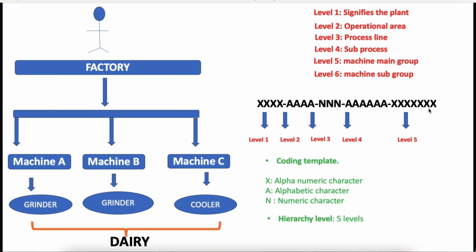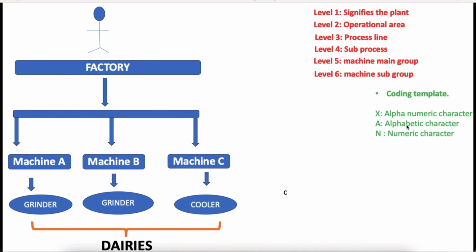For level 5, it means that whatever he selects for his level 5 has to be a combination of either alphabets or numeric characters. Now, when we look at the hierarchy level, we can count that this is level 1, level 2, level 3, level 4, and level 5. Having satisfied this, Mr. Ben can now go ahead to create his functional location.